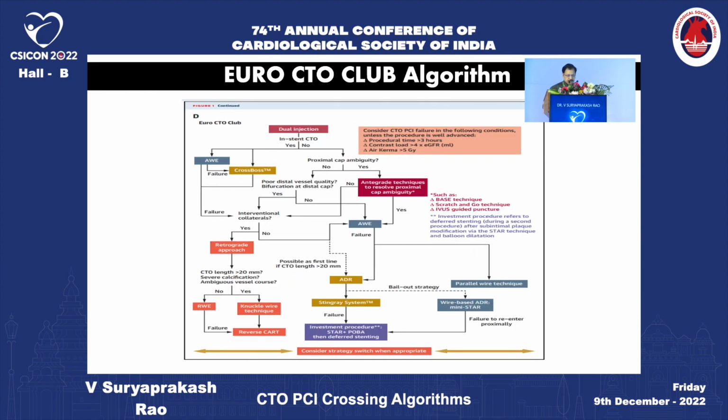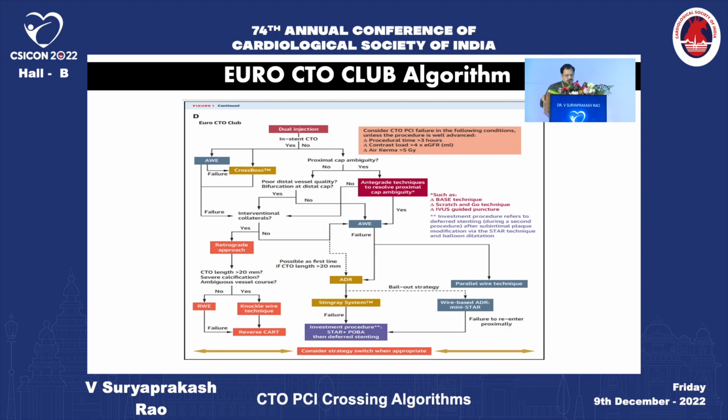The next is the Hero CTO club. Here they concentrated mainly on procedure time limitation of 3 hours and contrast load. We are not like that; if you are nearer to success, we usually prolong it. But the Europeans, I have seen Werner many times, mainly keep the concentration on the air kerma, which is very important in the long run for the operator and the patient. And in this also, dual injections, but the crossbars played an important role in this particular algorithm.